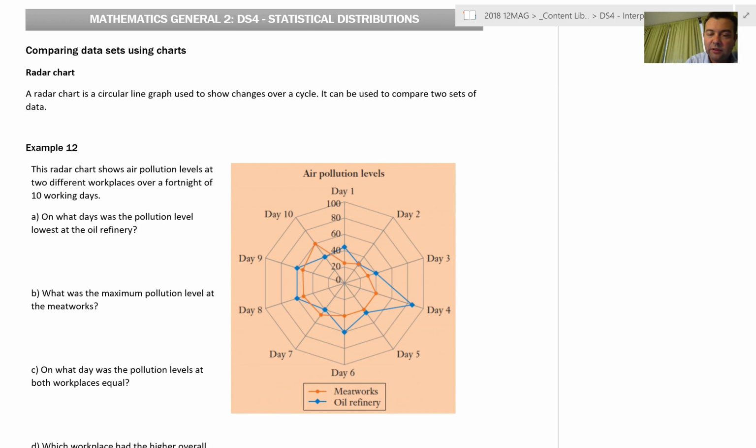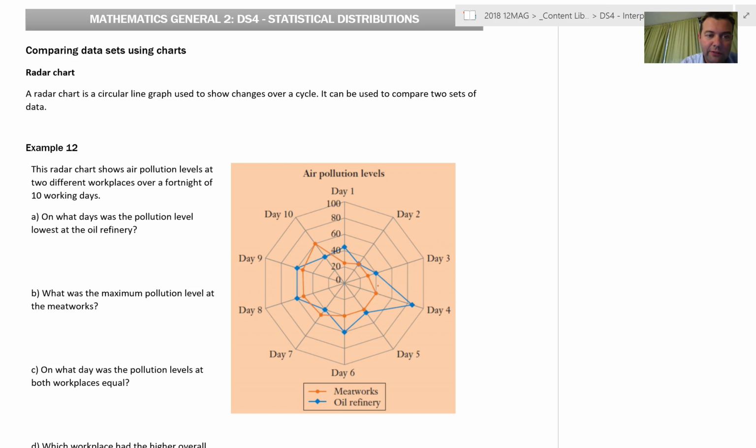Now, we also need to be able to compare some things like this. Radar charts. We have talked about these a little bit in class. Important things to remember. The area within that loop gives an indication of the average. All right, bigger area, bigger average. So the average for the oil refinery is greater than the meatworks because there would certainly seem to be, that would take up a bigger area.